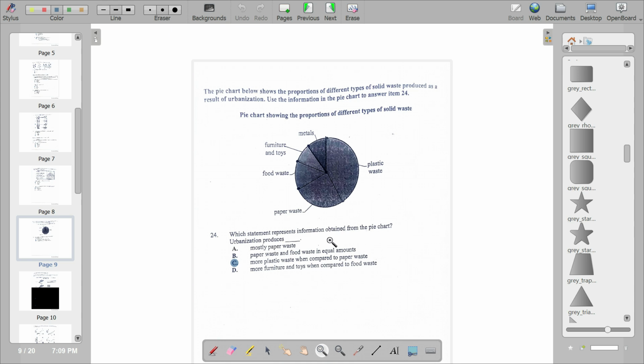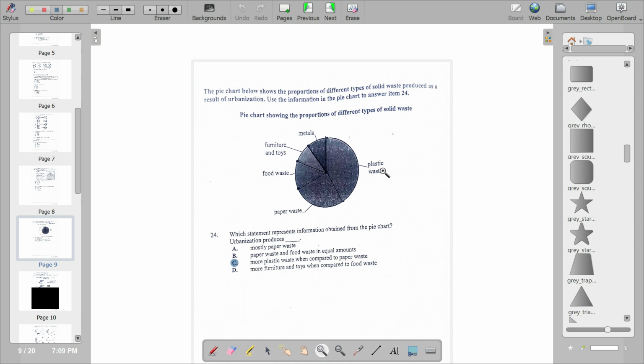Urbanization produces, let's see, mostly paper waste. That's not true. It's mostly plastic waste, if anything. Paper waste and food waste in equal amounts. Paper waste is this chunk. Paper waste is bigger than food waste, so this is not correct.